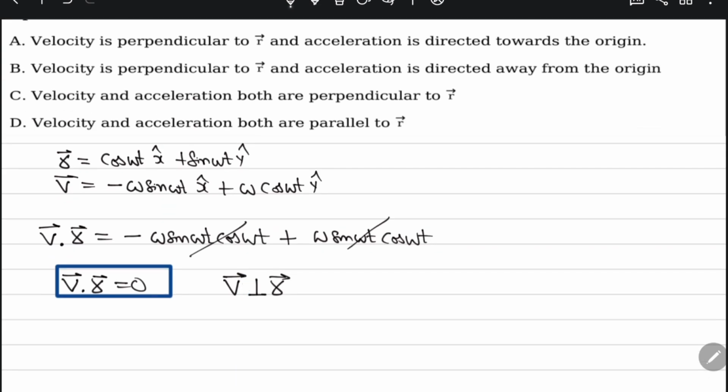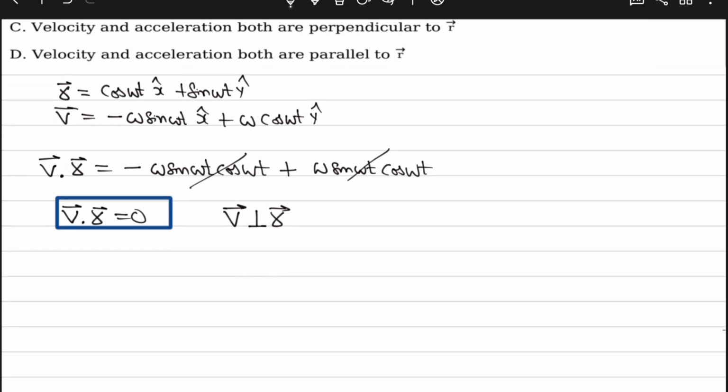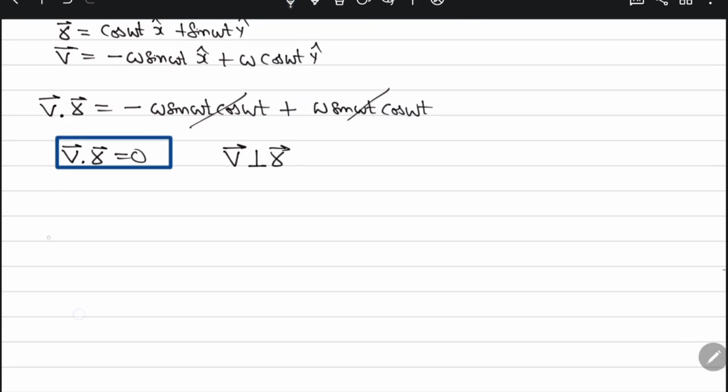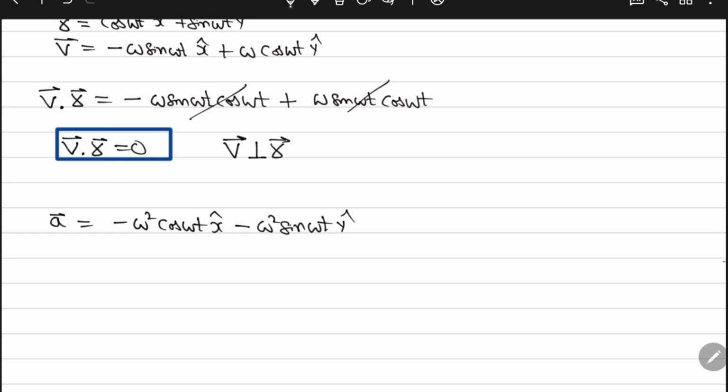And then after that, what they are asking, velocity and acceleration. Then first we can also find the acceleration vector. Acceleration vector, how do we find? Again, do differentiation with respect to time. So this comes out to be minus omega square cos omega t x cap minus omega square sine omega t y cap. So here you see velocity and acceleration vector.